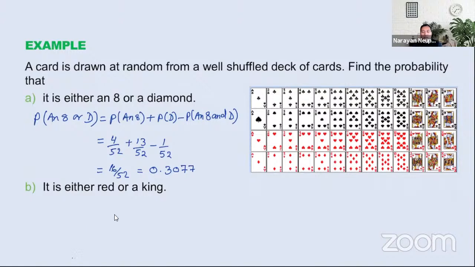Before I move on to part B, is the first part clear to everyone in the class? Yes. That's good. That is good.